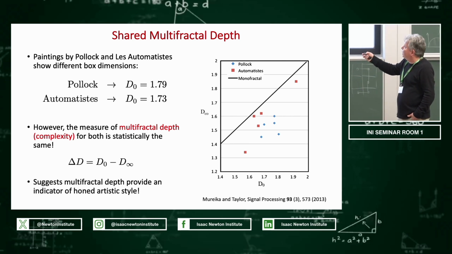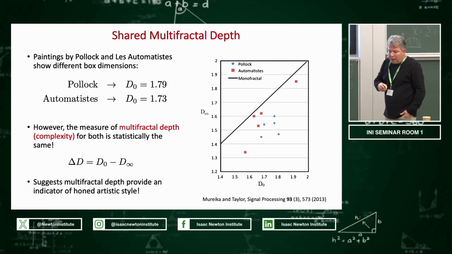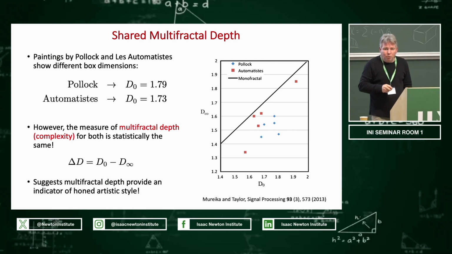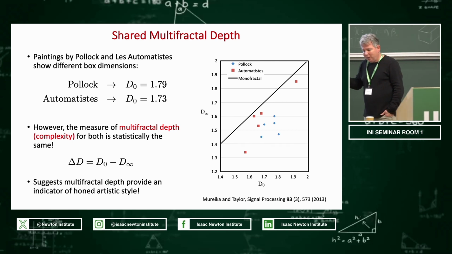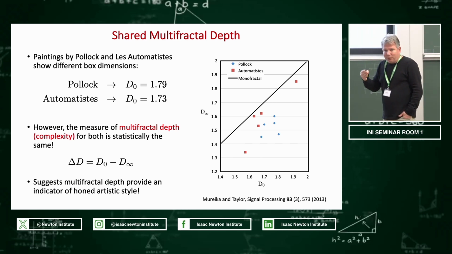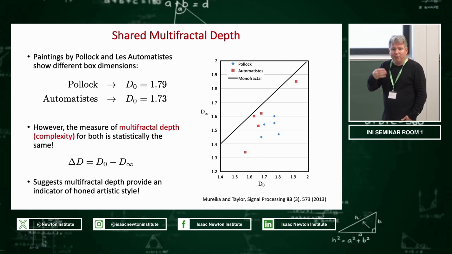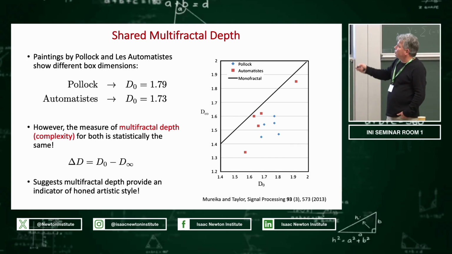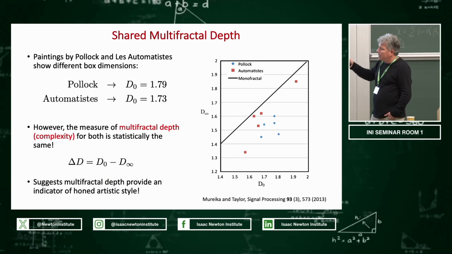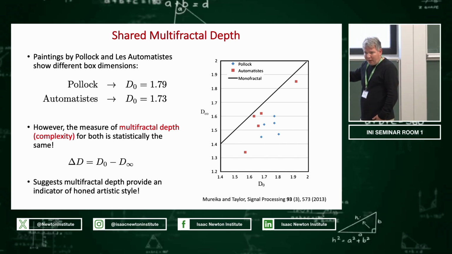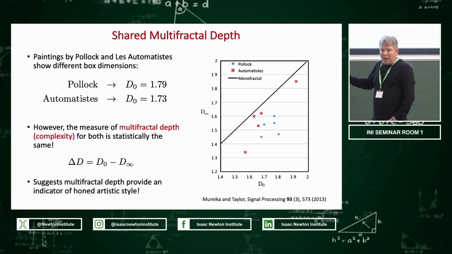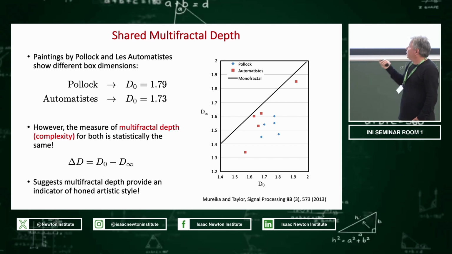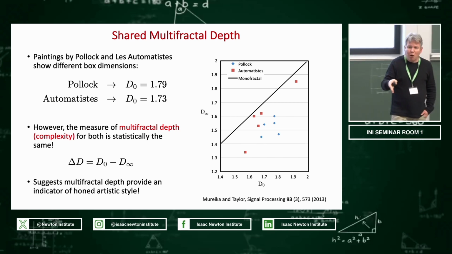And one of them is we showed that if you look closely and do a high resolution multifractal scan of the Pollock and the Automatiste paintings, then in fact you notice something very interesting. The Pollock paintings tend to have a statistically higher mean fractal dimension than the Automatiste paintings. It's subtle, but it's there.